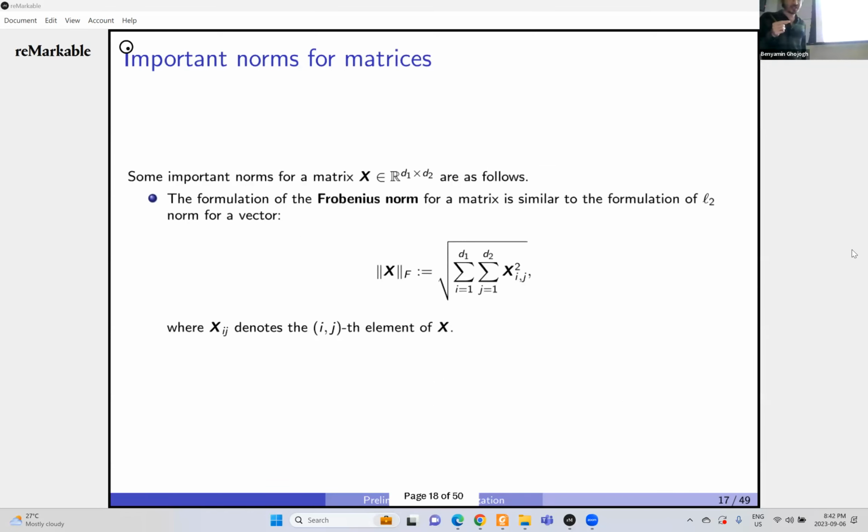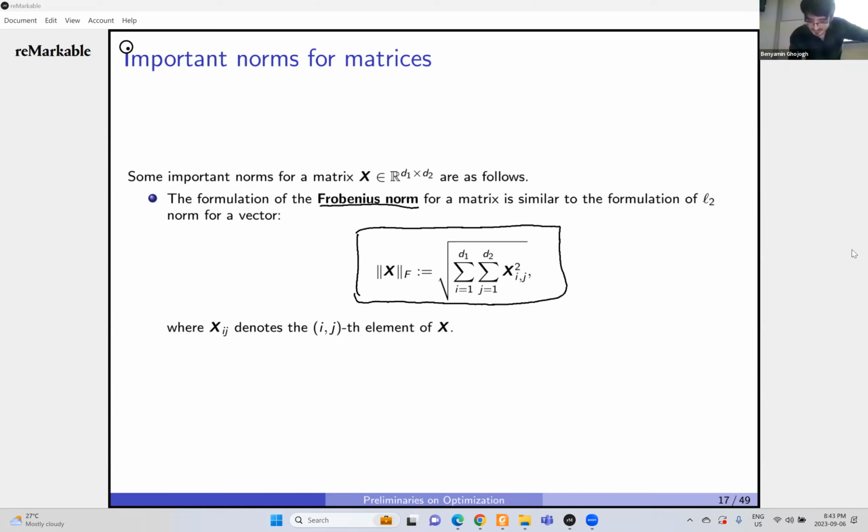Now, important norms for matrices. By the way, we have other norms too, such as the nuclear norm, but they are out of the scope of this course, so we are not covering them. The most important norm for a matrix, I think, for usual optimization is the Frobenius norm. It's defined as this.